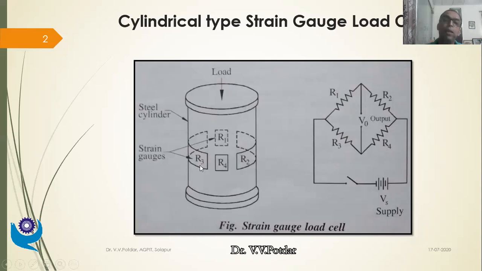How about R2 and R3? These are subject to lateral strain, which is increasing, isn't it? Plus mu epsilon, plus delta R, plus delta R. So these are of same nature, isn't it? Both are expanding. So this same nature will also be in opposite arm. So same natured strain gauges will be in opposite arm.